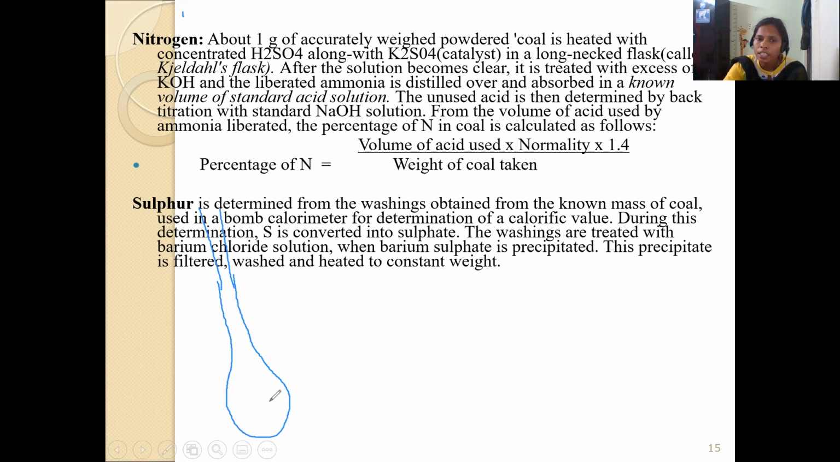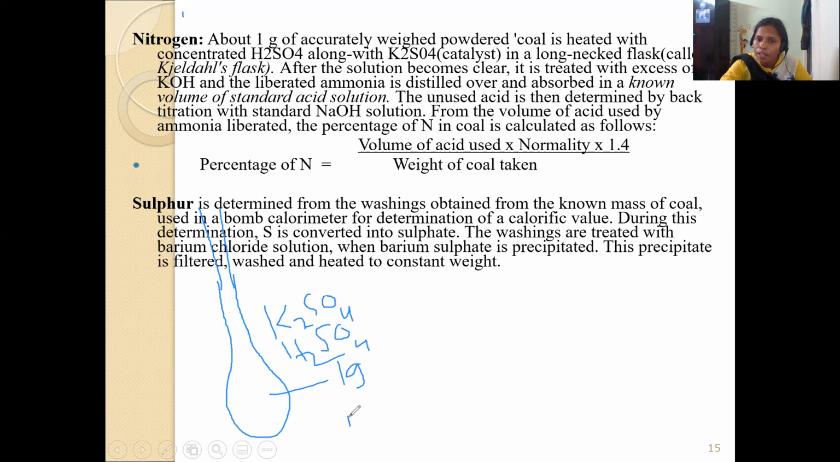So what we are doing initially is taking 1 gram of accurately weighed sample in the Kjeldahl flask. In this we are adding sulfuric acid. Sulfuric acid is a solvent, and along with the sulfuric acid we also add potassium sulfate. Potassium sulfate acts as the catalyst, increasing the speed of the reaction. So in the Kjeldahl flask we take 1 gram of coal sample, add sulfuric acid and potassium sulfate.